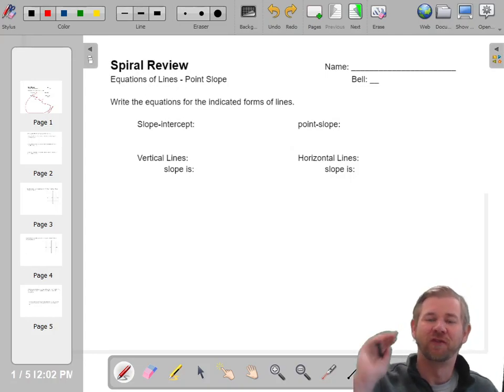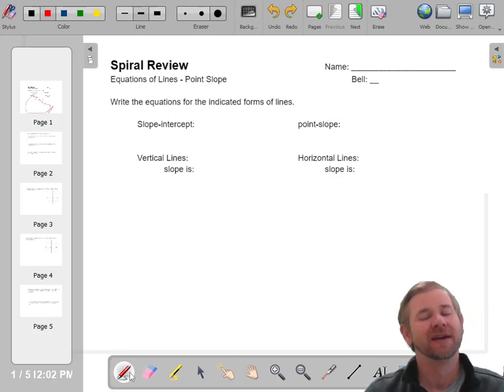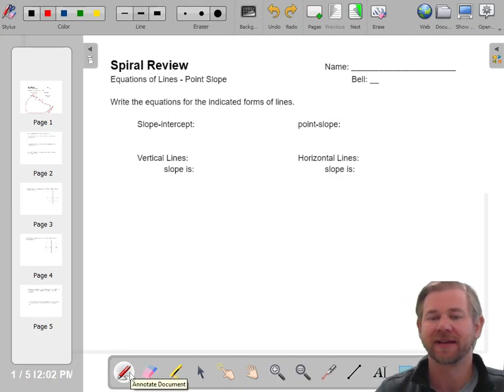Everyone, we're going to review forms of a line. This is the most basic thing you do in Algebra 1. We need to be good at it in all your math classes. You might be asked to graph or write an equation of a line.